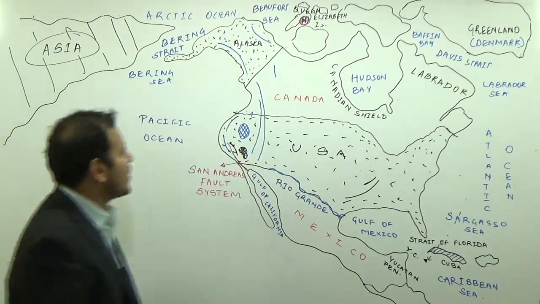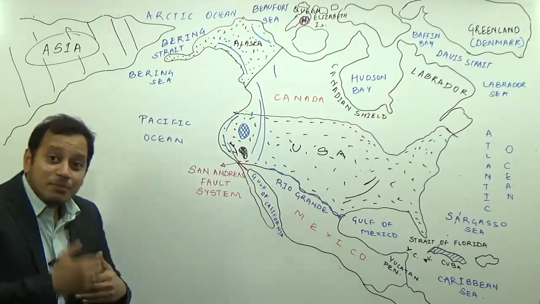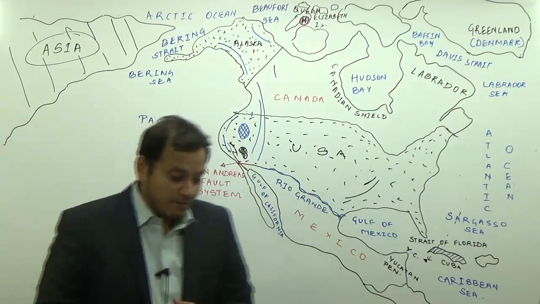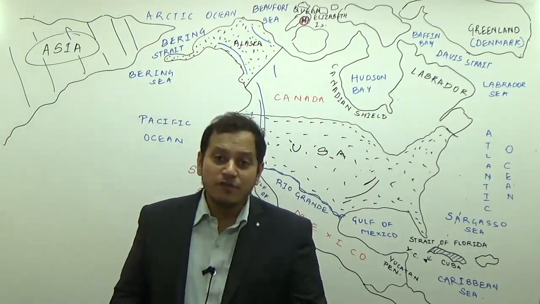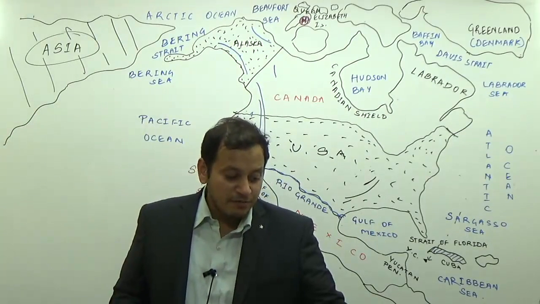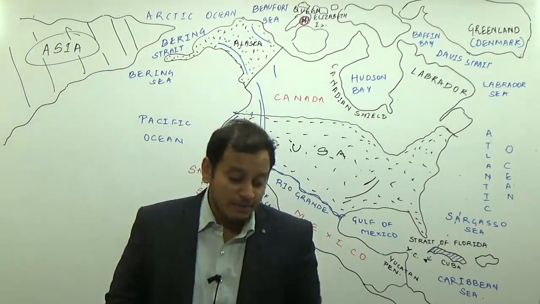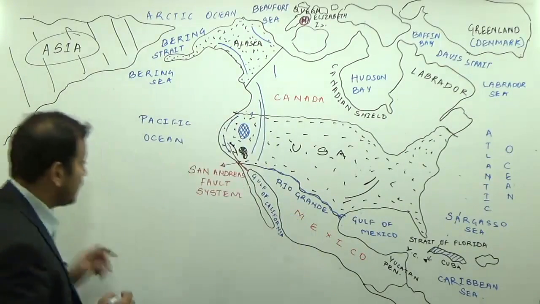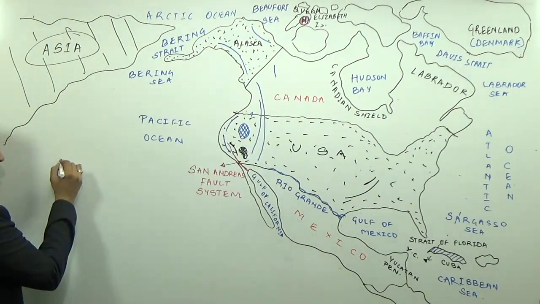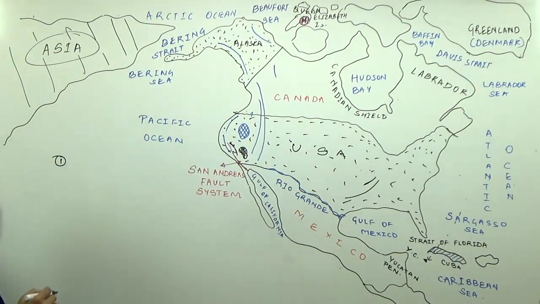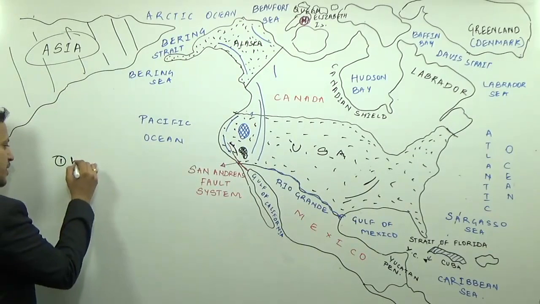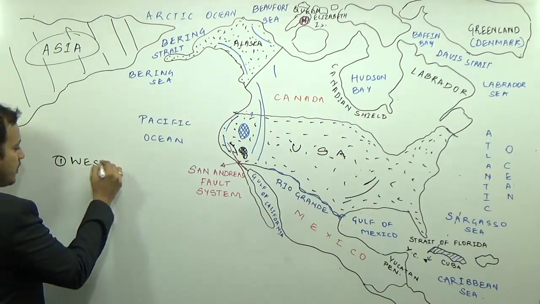North America. Now let us come to the physiography of North America. When I say physiography of North America, what is North America made up of? North America can be physiographically divided into the Western Highlands, which are made up of the Rocky Mountains.